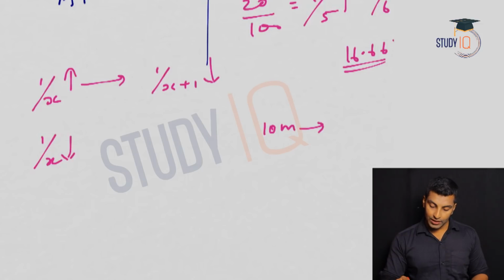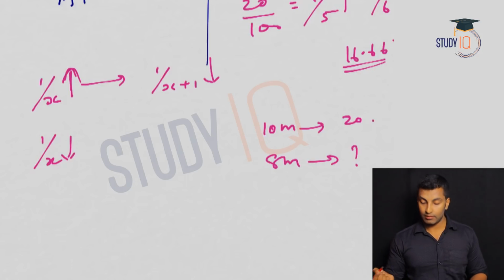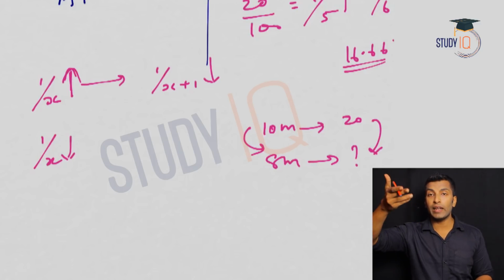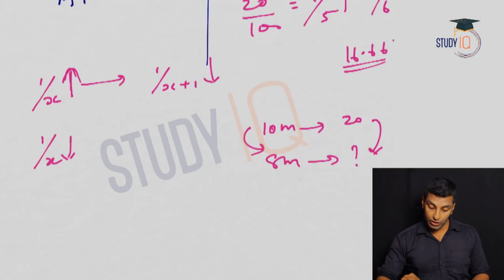It's like number of men, okay, like this. 10 men can finish in 20 days. Now instead of an increase, what is the decrease? 8 men, in how many days? So here you can see a decrease, right? So what will happen here? Number of days will increase. Let's see how you will solve this question.